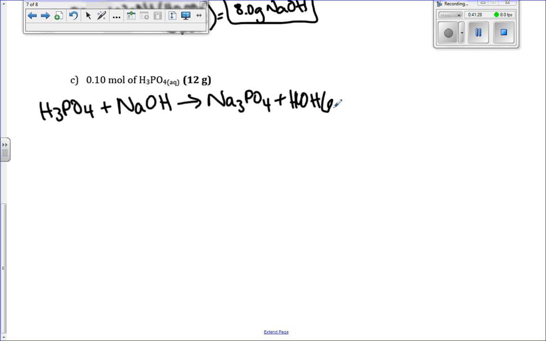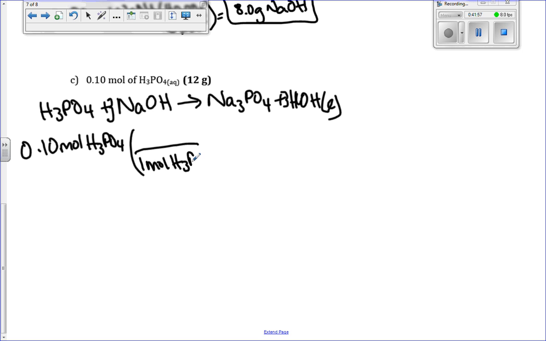Starting off with 0.10 moles of H3PO4, phosphoric acid. Oh, we need to balance. We need 3 sodiums here. 3 sodiums gives us 3 hydroxides, 3 hydrogens, and we match. And we have 3 moles.